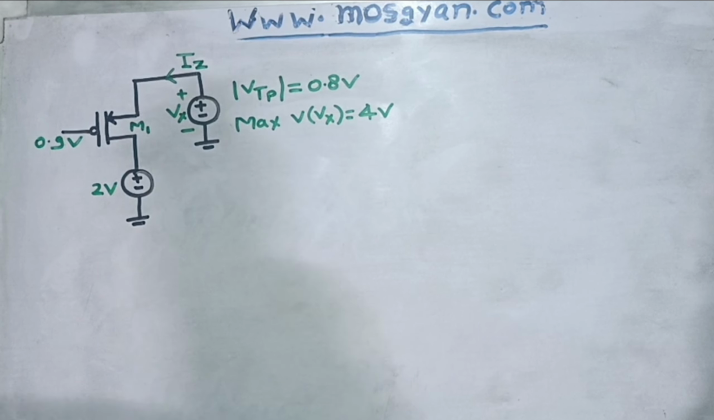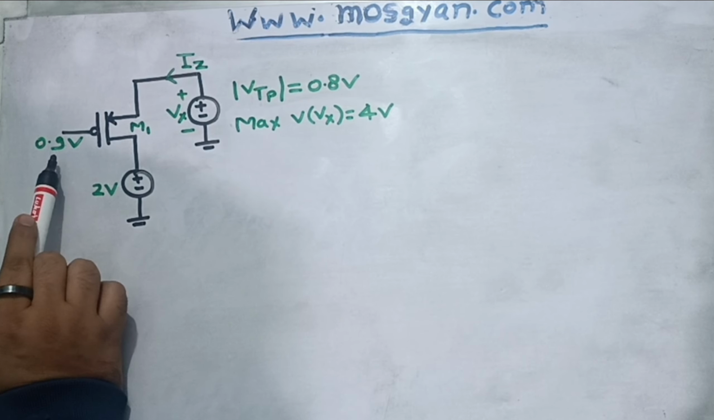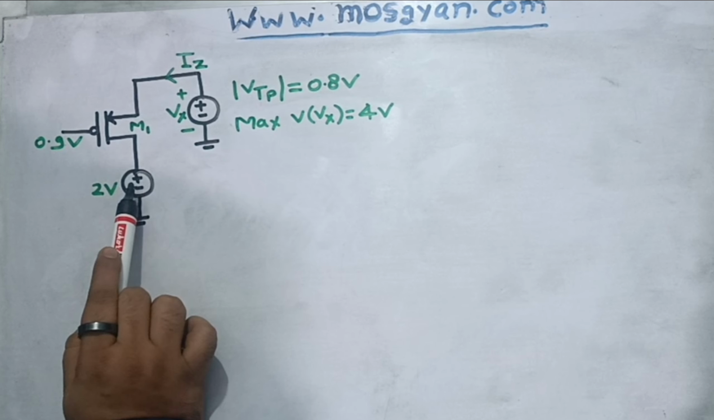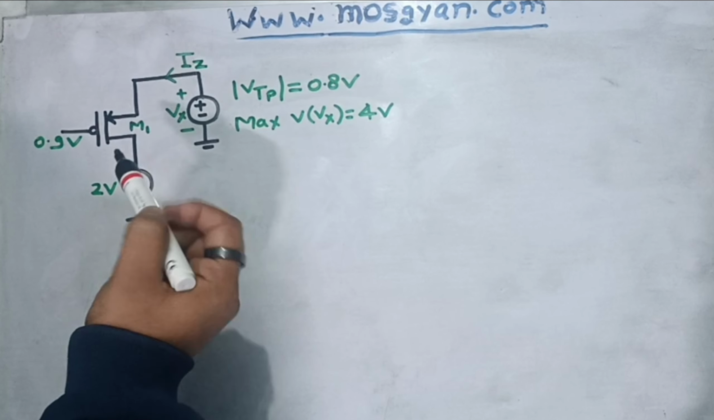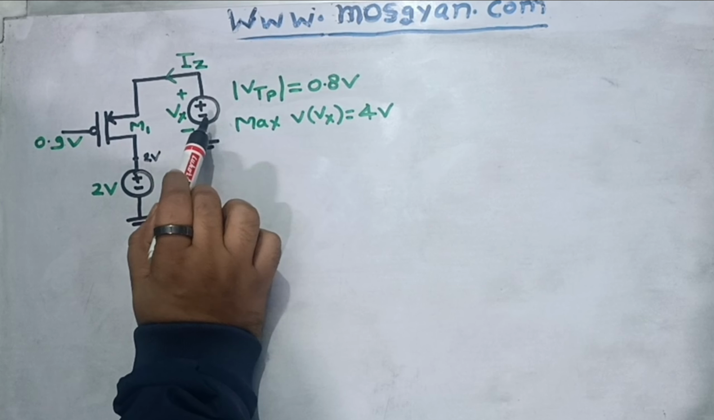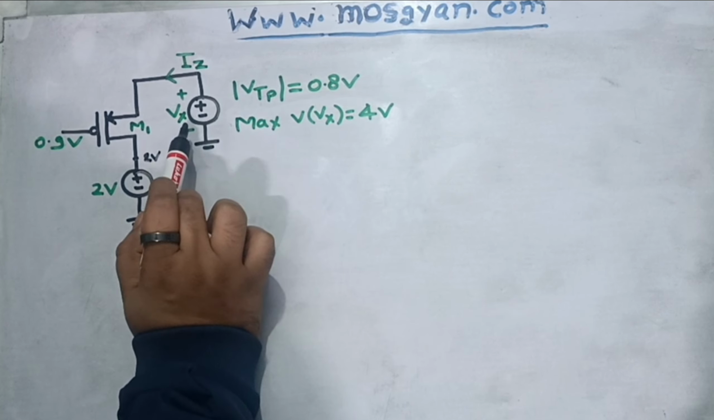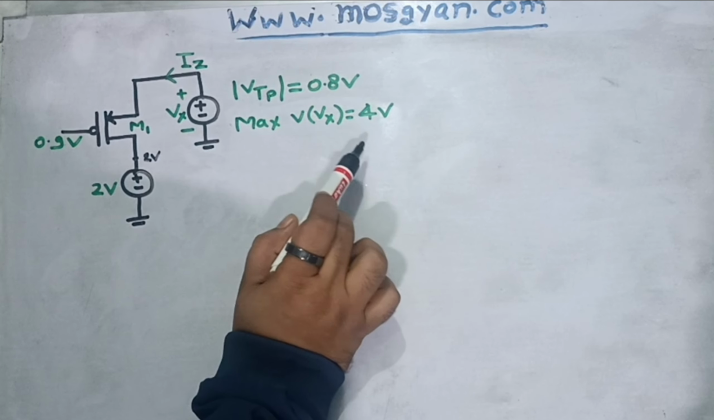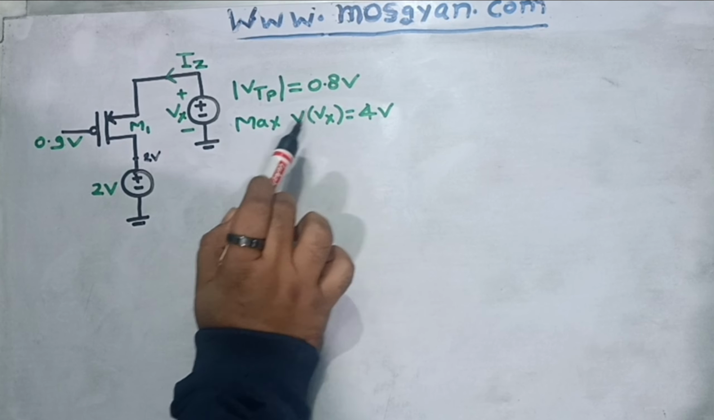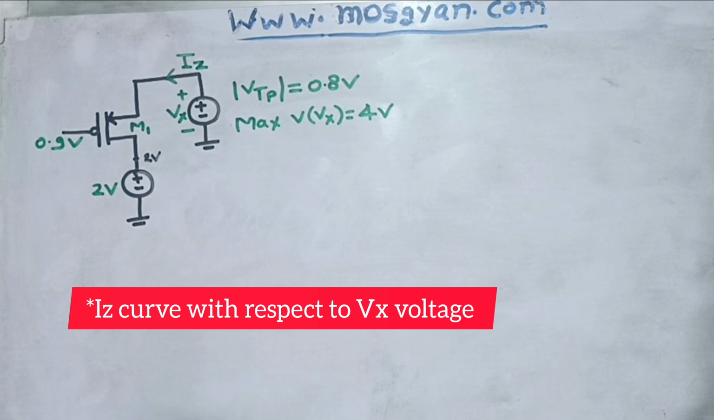In today's video, one PMOS M1 is given to us whose gate is connected to 0.9 volt, whereas one terminal, let's consider it as the drain terminal, is connected with a 2 volt battery. So this potential will always sit at 2 volt, and at the source there is one variable voltage source Vx connected. The information given is that the maximum of this Vx can go till 4 volt, and the threshold of this PMOS is equal to 0.8 volt, and we have to plot the graph of this Iz current with respect to time for this question.